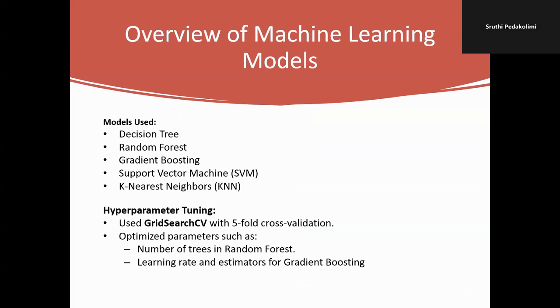Here, we used 5 models. The first model we implemented was the decision tree. A decision tree works like a flowchart where the data is split at each node based on a specific condition.